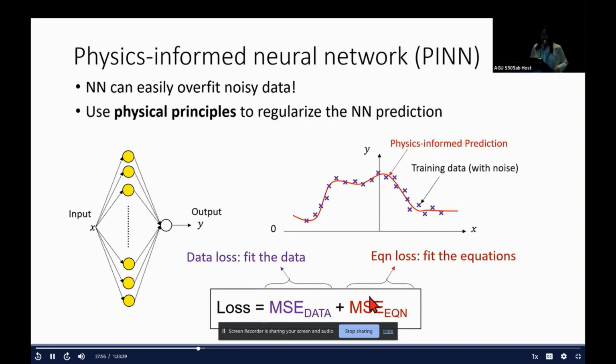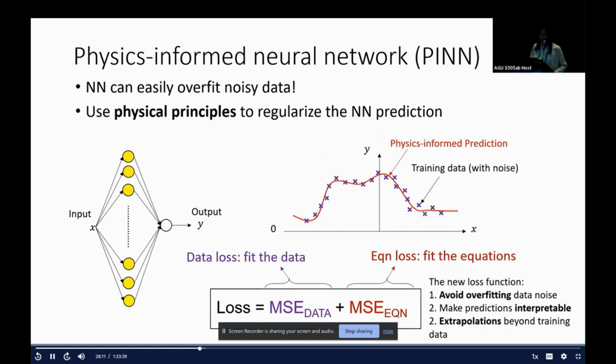describe the data. So in the loss function, we have the data loss that fits the observational point data, and we have the equation loss that guides the neural network to find a prediction that is consistent with the equations. And with this new loss function, we can avoid overfitting the data. We can make the predictions interpretable, and we can extrapolate the predictions beyond the training data points.